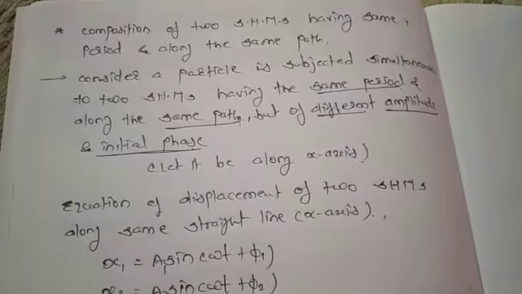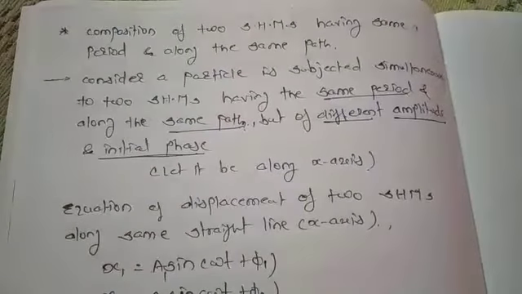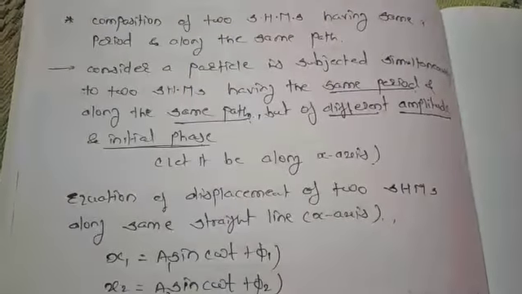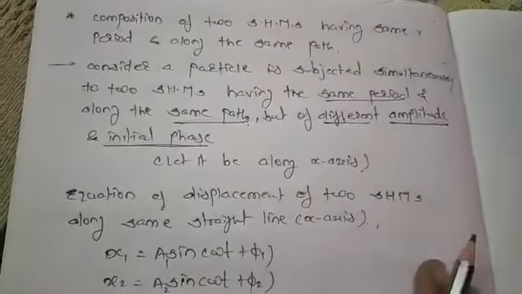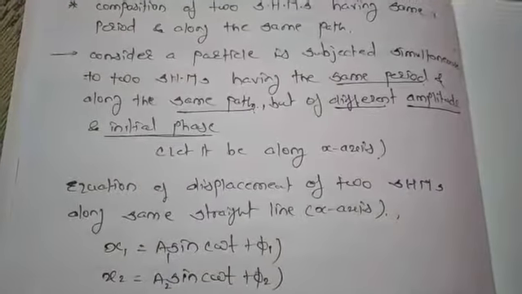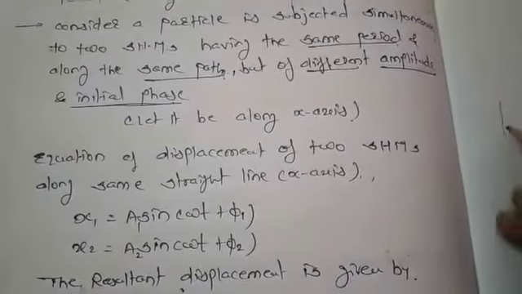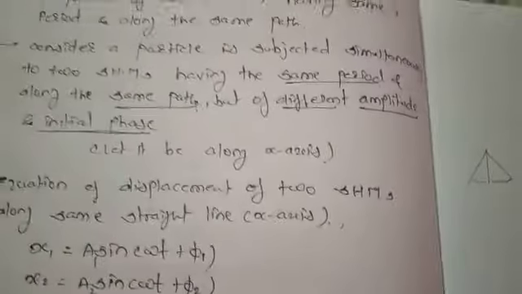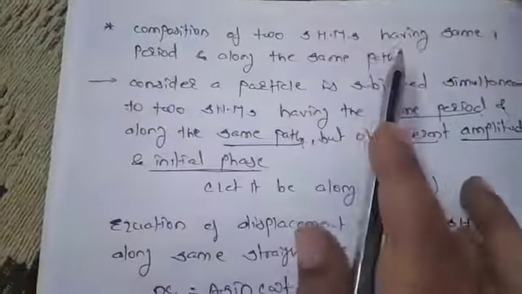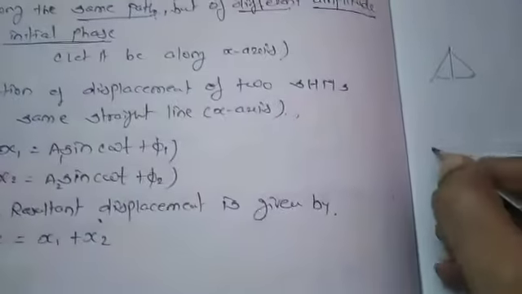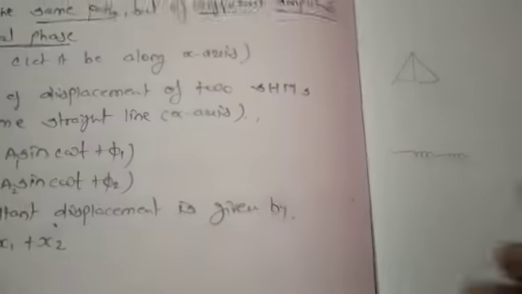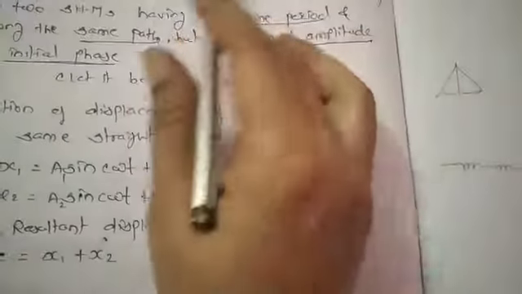Good morning students. Today we'll see the composition of two SHMs having same period and along the same path. In the previous articles we have seen the single SHM, that is, a single particle performing the SHM. It is like this, right? But here it is the composition of two SHMs. That means it may be like this: the two SHMs are acting simultaneously.